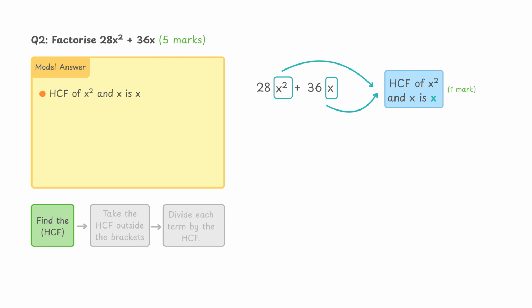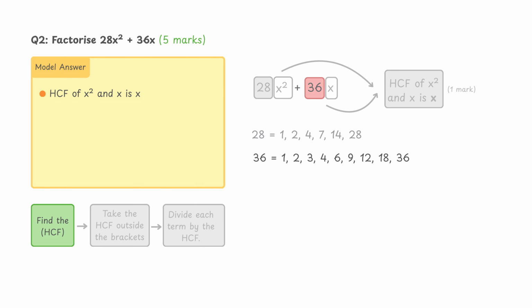This earns 1 mark. Now we look at the numbers, 28 and 36. Let's list their factors. 28 can be divided by 1, 2, 4, 7, 14, and 28. 36 can be divided by 1, 2, 3, 4, 6, 9, 12, 18, and 36. Now we compare both lists. The common factors are 1, 2, and 4. The highest common factor is 4. This earns another 1 mark.